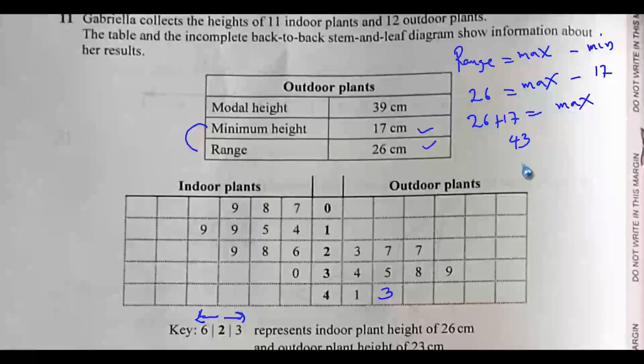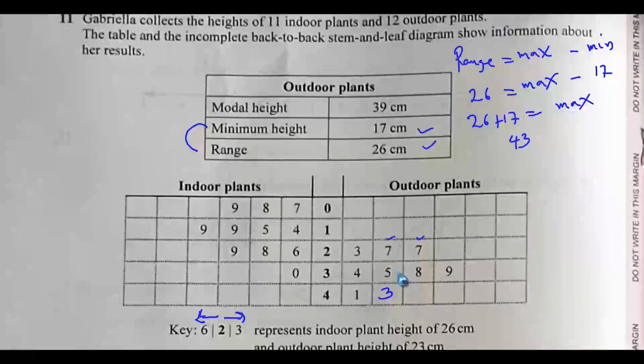Okay, so another thing we need to look into is that the modal height is equals to 39 centimeters. So it means that 39 appears most. Okay, so if you look at the diagram, 27 already appears 2 times. If you look at it for the outdoor plant, that is 27 and 27. Okay, so it already appears 2 times. So that means 39 must appear more than 2 times for it to be the modal height. So it has to appear at least 3 times.